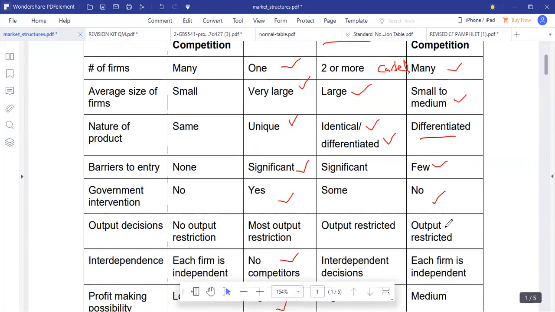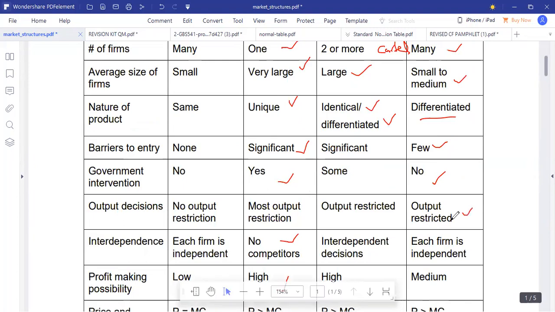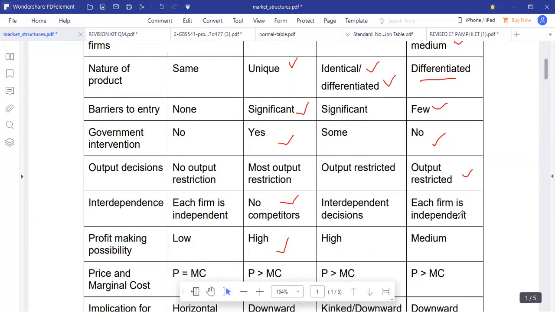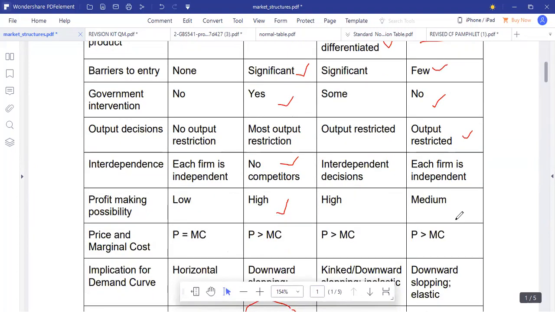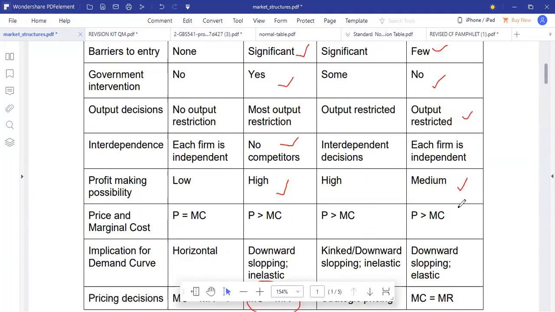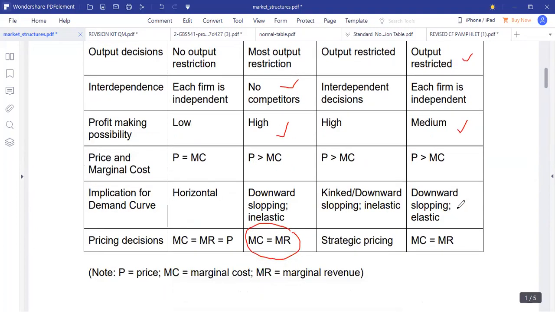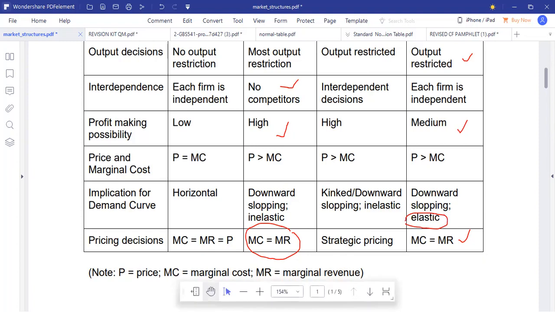There's no government intervention, output is restricted, and each firm is independent. The price making possibility is medium. The demand is downsloping, and profit is maximized when marginal revenue is equal to the marginal cost. This brings us to another key principle which we need to learn, which is called elasticity.